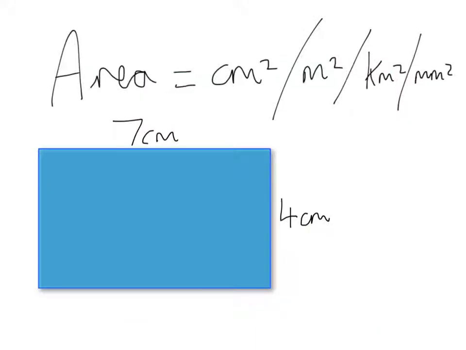Just to revise area, it's always measured in squares. So you've got centimetres squared, metres squared, kilometres squared and millimetres squared. And just to recap how to find the area of a rectangle, it's merely the multiplication of its length, which is 7 centimetres, by its width, which is 4. 7 multiplied by 4 is 28, so the area of this rectangle is 28 centimetres squared.